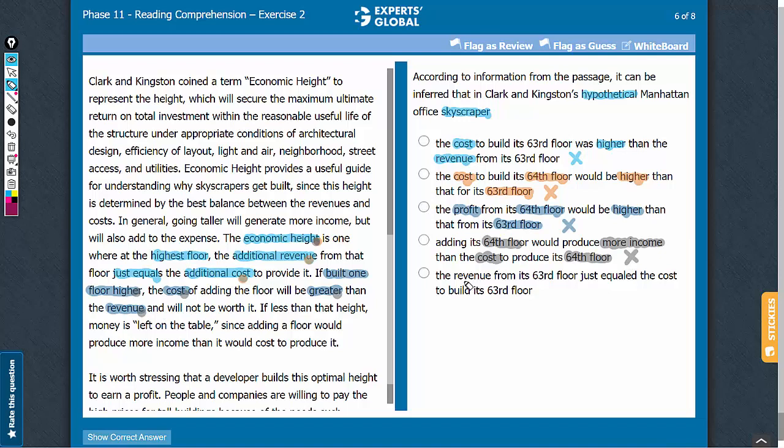Answer choice E. The revenue from the 63rd floor just equals the cost of building the 63rd floor. Yes, that is what the passage mentions. If the economic height of the skyscraper is 63 stories, it means that at the highest floor, that means at the 63rd floor, the revenue and the cost are equal, which is what answer choice E implies. E is the correct answer.